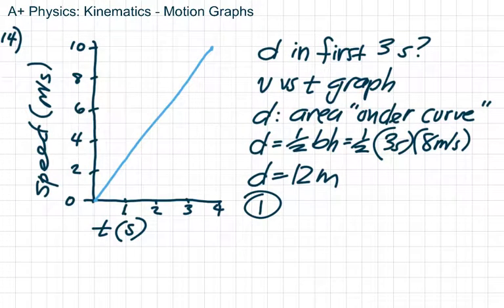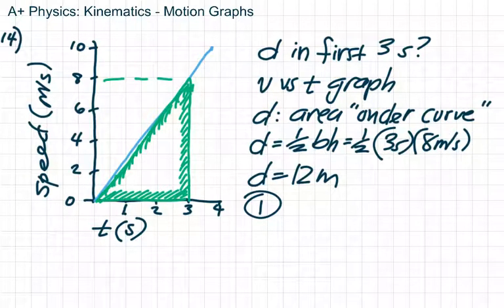Okay, v versus t graph, and it's looking for how far, so I'm going to take the area under the curve for the first 3 seconds only. Take the area of that triangle, 12 meters. Next.